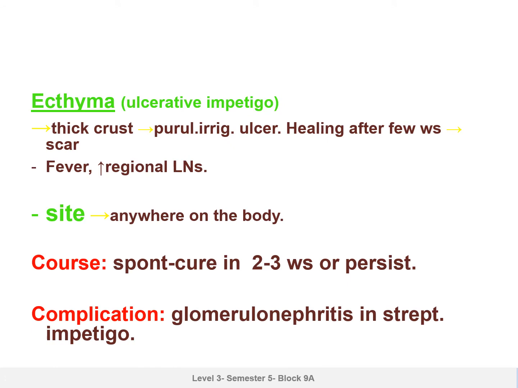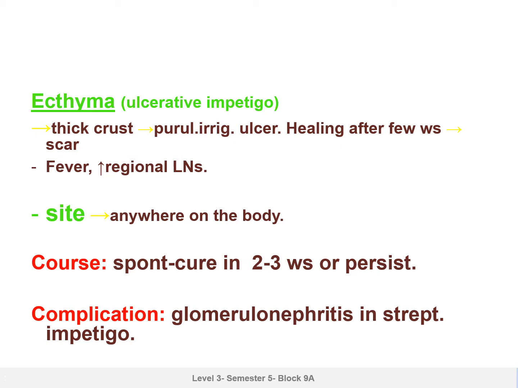The third type of impetigo is called ecthyma, also known as ulcerative impetigo, characterized by thick crust and virulent irregular ulcers. Healing of this type occurs after a few weeks and heals with a scar, because this lesion extends to the dermis. This type of bacterial infection of the skin is usually associated with fever and enlarged regional lymph nodes. This type can occur anywhere on the body.